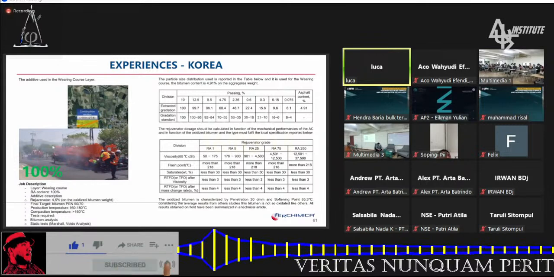Then this is the example in Korea. As I said in the beginning, we use 100% with our rejuvenator. We checked the curve, and we checked the type of rejuvenator grade that they are allowed to use in that project. Production temperature around 160 to 180, compaction more than 160. Then they checked the static performances and the bitumen properties after production.